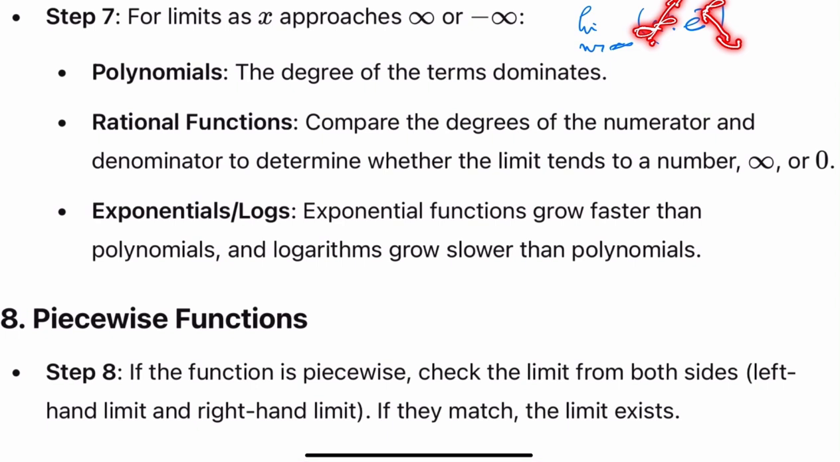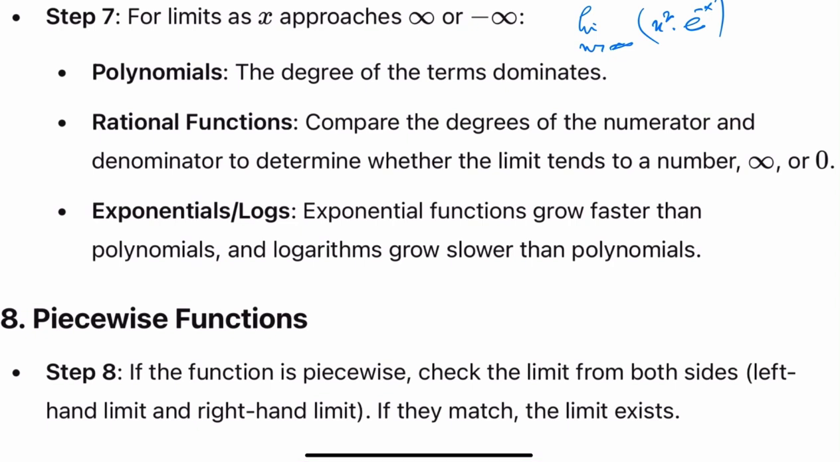So which one is dominating? Based on what we just said, this will be the dominating one. So immediately you can see that this shrinks the function faster than this one. So you can directly say that the limit is equal to 0.